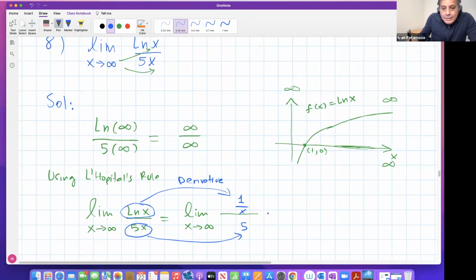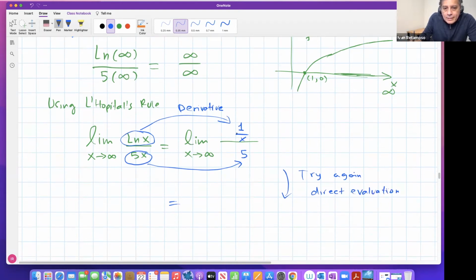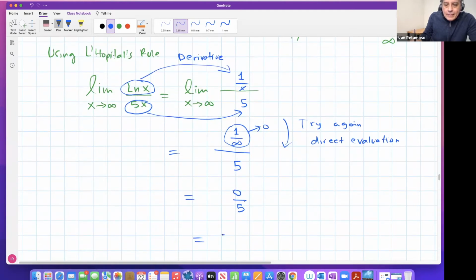And then L'Hopital says try again direct evaluation. If you try direct evaluation again, you will see now that this will be 1 over infinity over 5, right? But what is 1 over infinity? Imagine instead of infinity, you have 1 billion. 1 divided by 1 billion is going to be 0.000 and so on. In the limit, this goes to 0, right? So it's 0 over 5. Final answer: 0.